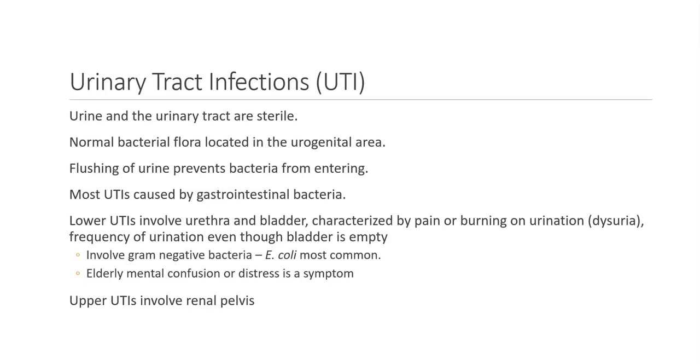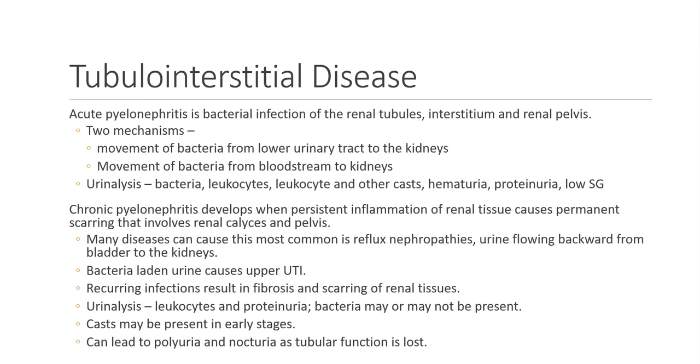The upper urinary tract infections involve the renal pelvis. Acute pyelonephritis is a bacterial infection of the renal tubules, the interstitium, and the renal pelvis. And there's two mechanisms. One is the movement of bacteria from the lower urinary tract to the kidneys. And the second is movement of bacteria from the bloodstream to the kidneys. So you have a septic patient. The urinalysis will show bacteria, leukocytes and other types of casts, hematuria, proteinuria, and a low specific gravity.